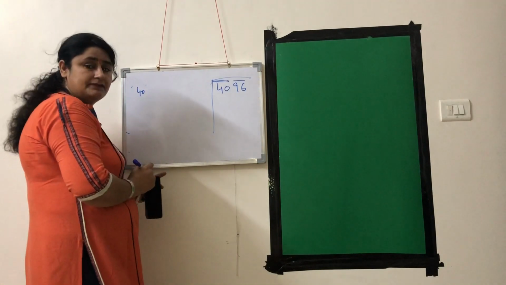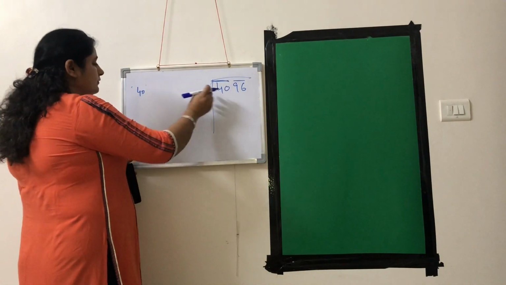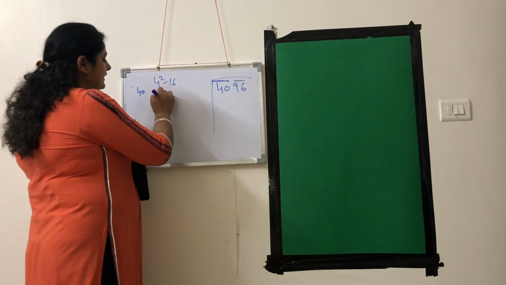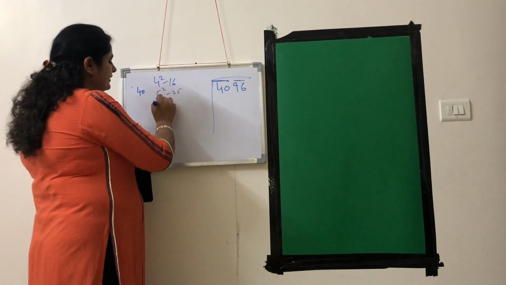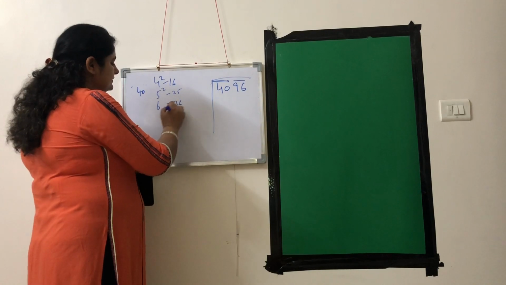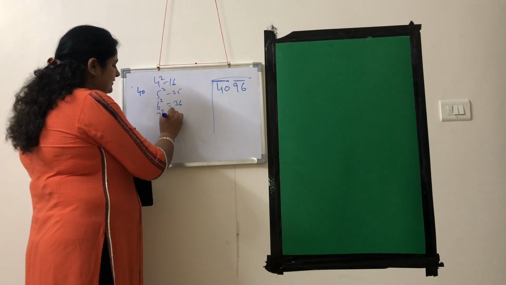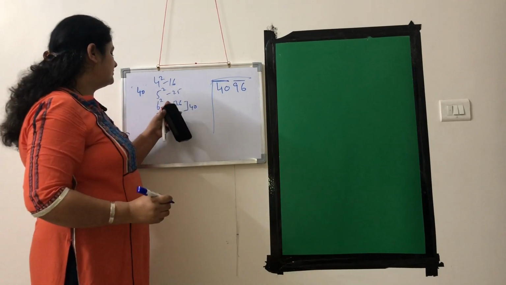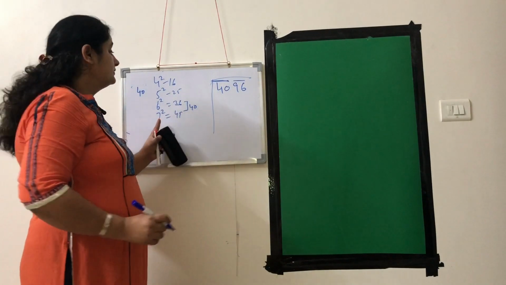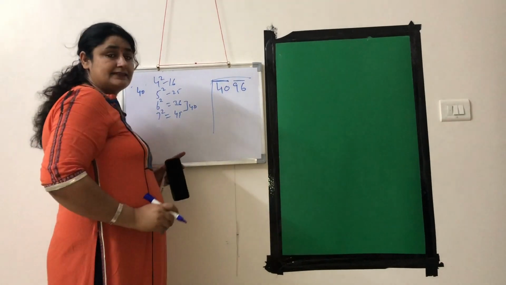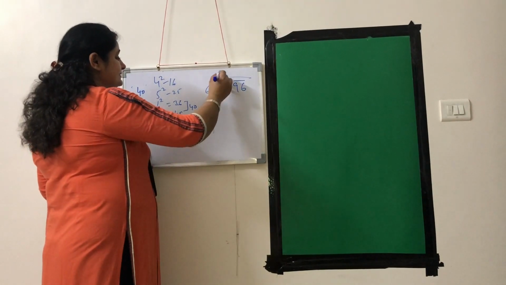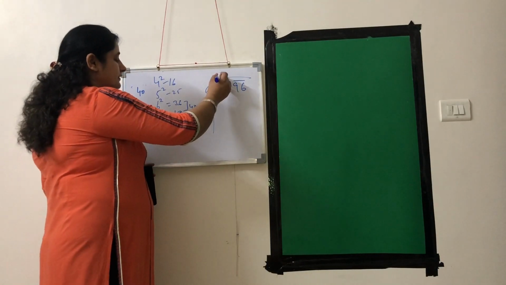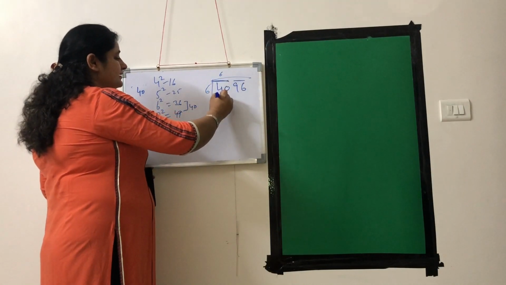because 40 is the dividend, we'll check. Now we know that 5 5s are 25, 6 6s are 36, and 7 7s are 49. Where does this 40 lie? It lies between 6 square and 7 square. So what will be the divisor? The divisor will be 6, because 36 is less than 40 but 49 is greater than 40. So 6 6s are 36.